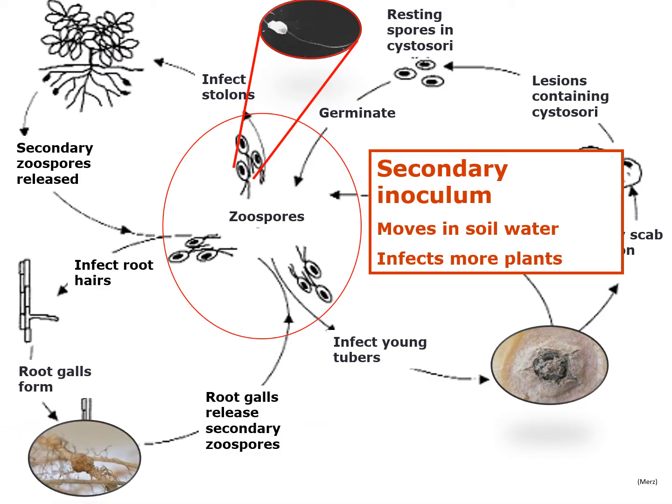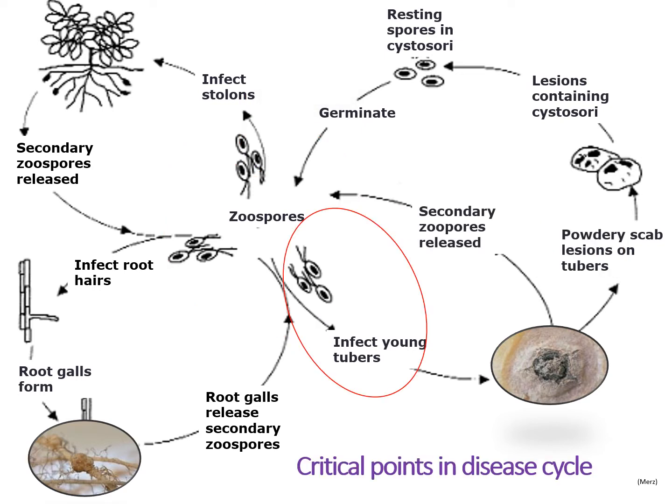So when we consider the disease cycle again, we need to bear in mind that this is actually a polycyclic pathogen, unlike most soil-borne pathogens, in the sense that it produces secondary inoculum in the form of zoospores. So these zoospores move in the soil water and can infect more plants. So what are the critical points in the disease cycle where we want to focus control measures, or at least we need to know what these points are?